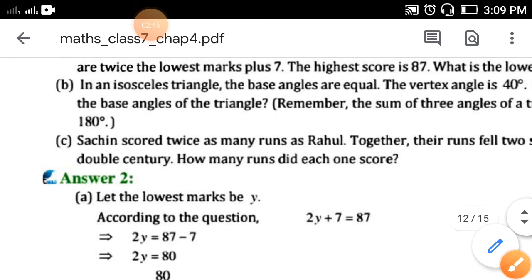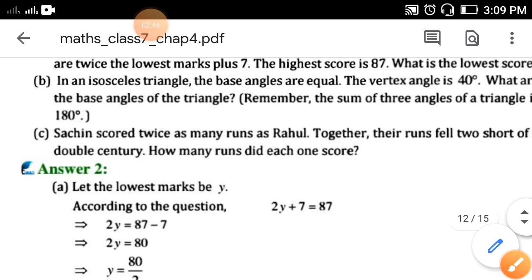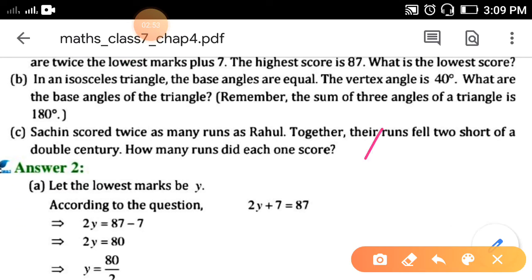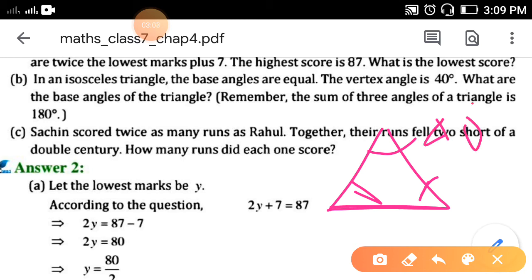Okay. B. In an isosceles triangle, the base angles are equal. This is the isosceles triangle. Okay, this is the base of the triangle, and these two angles are the base angles. Both are same. The vertex angle is 40. So this angle we can say vertex angle, that is 40 degrees. What are the base angles of the triangle? We have to find out these two angles.